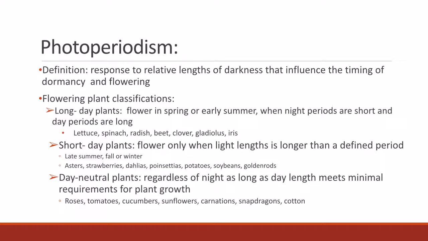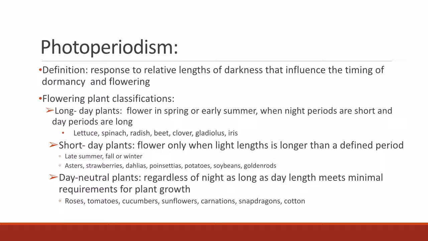Photoperiodism. Photoperiodism is a response to relative lengths of darkness that influence the timing of dormancy and flowering. There are several flowering plant classifications. These include long day plants, short day plants, and day-neutral plants. Long day plants flower in spring or early summer when night periods are short and day periods are long.